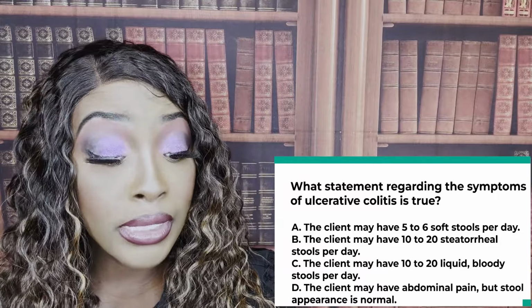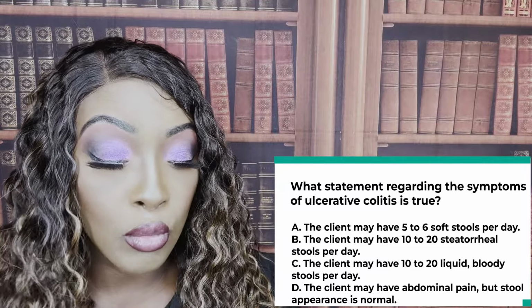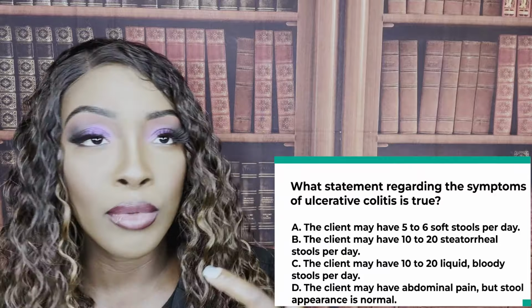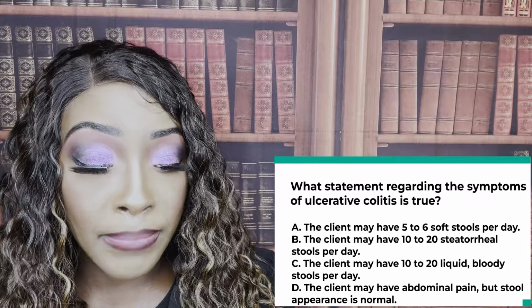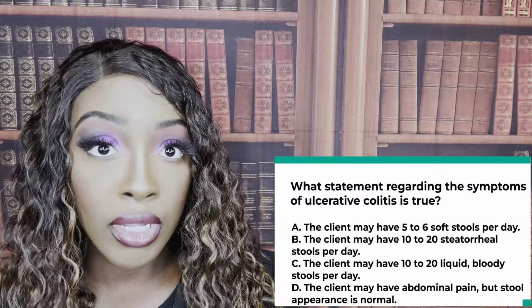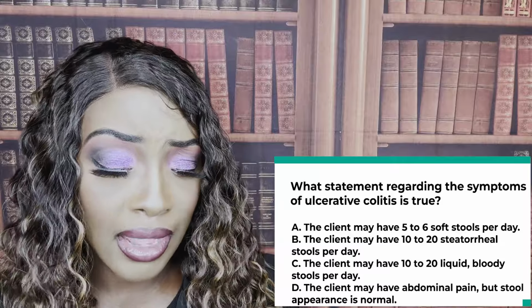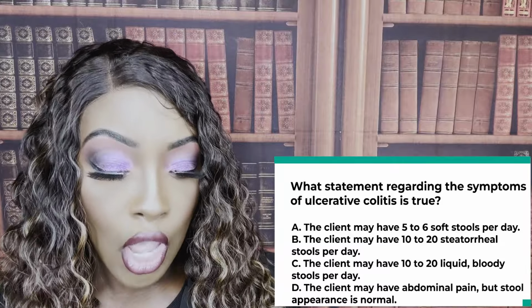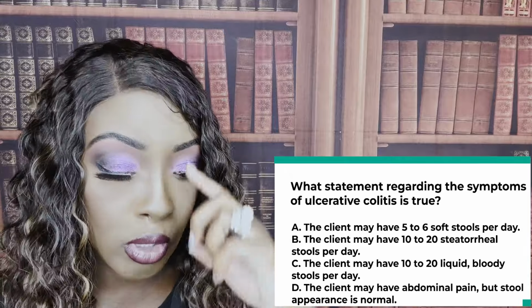And the correct answer is C. The client may have 10 to 20 liquid bloody stools per day. So what do we talk about? Ulcerative colitis, the patient's going to have abdominal cramps. They're going to have pain. They're going to have rectal bleeding and the diarrhea. The diarrhea is going to look bloody. Okay? Ulcerative colitis is not fun. Yeah, 10 to 20 liquid bloody stools per day. The colon is going to look hemorrhagic. It's going to look red when it comes to ulcerative colitis.